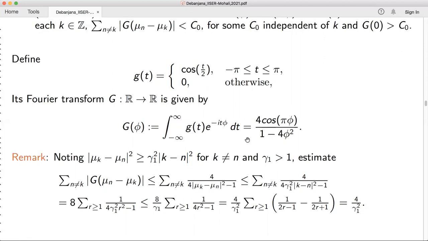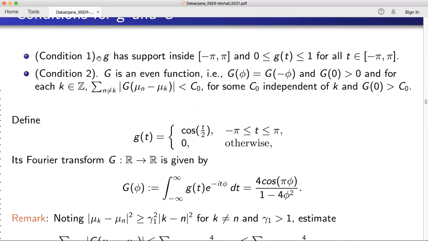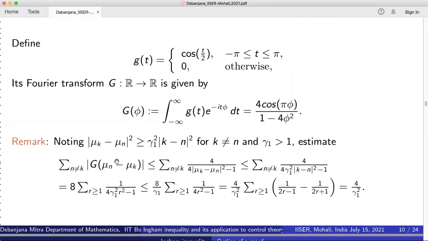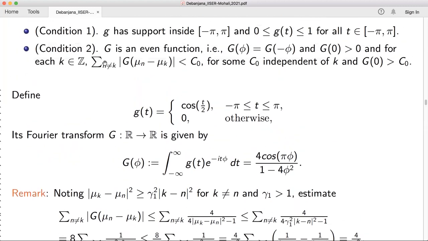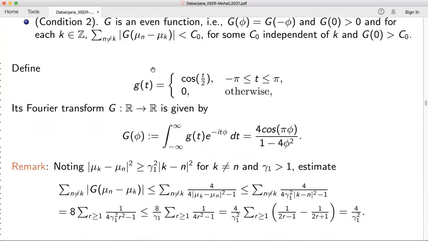Okay, and you can see that whatever conditions we put above, condition 1 and condition 2, at least that summation we will check later, I mean now, but the other conditions for small g and capital G hold. So now only one thing is remaining, that is how to estimate this summation for each k. So this is the sum over n, for each fixed k.